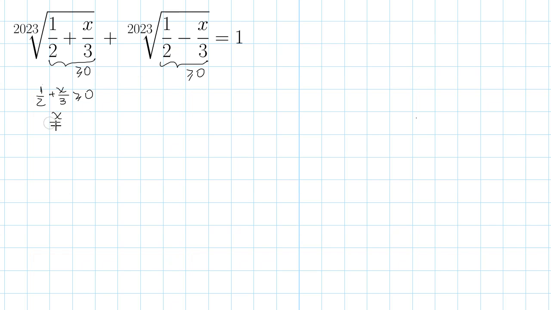So this gives us negative half. So x is equal to, sorry, it's not equal. So our x has to be greater or equal to 3 half. Okay, this is the first condition.